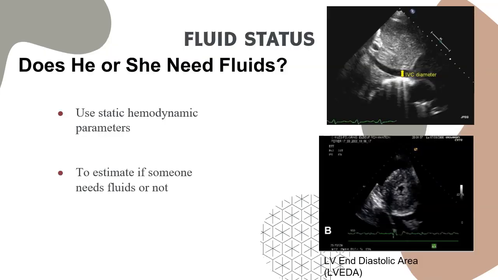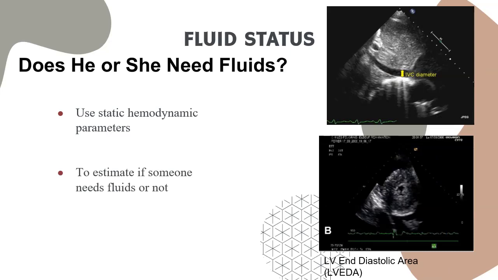Okay, so here we come. Fluid status of the patient. Does he or she need fluids? So what we can do is, as I said, we use static hemodynamic parameters to estimate if someone needs fluid or not. What we look at is the IVC. Just now I showed you a picture of two different kinds of IVC.